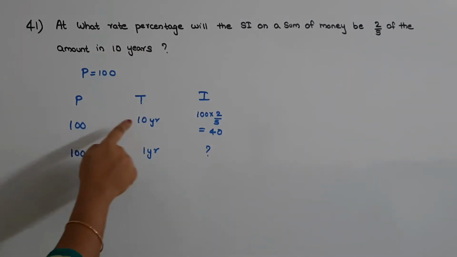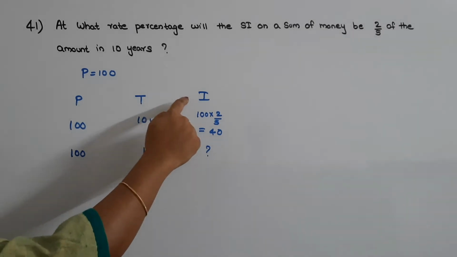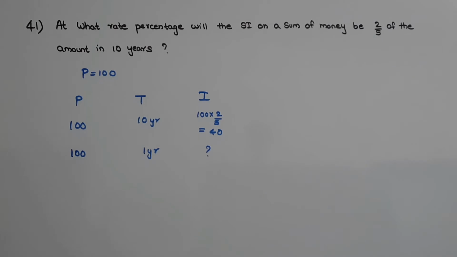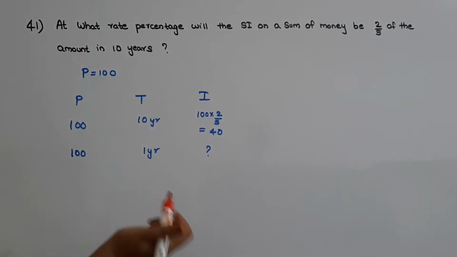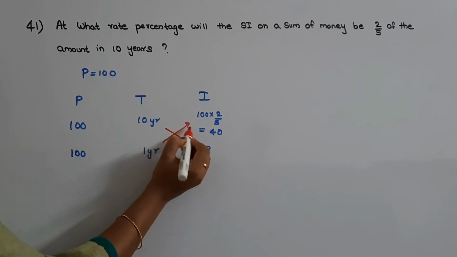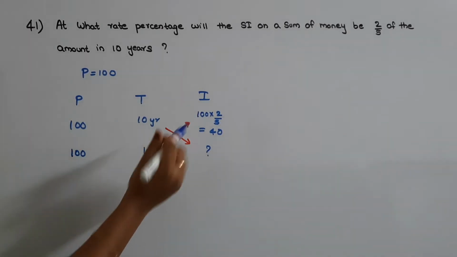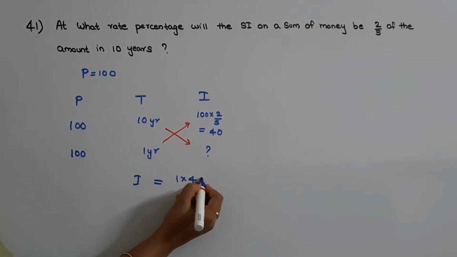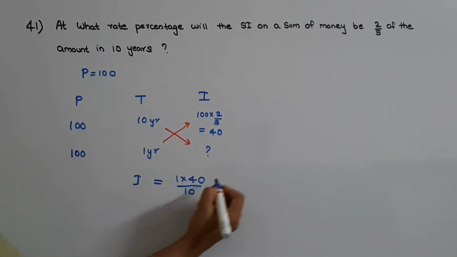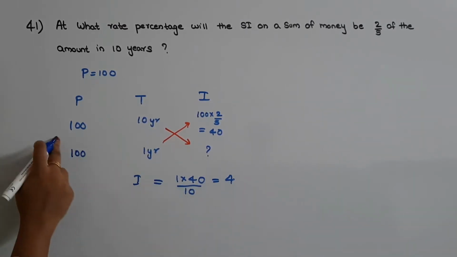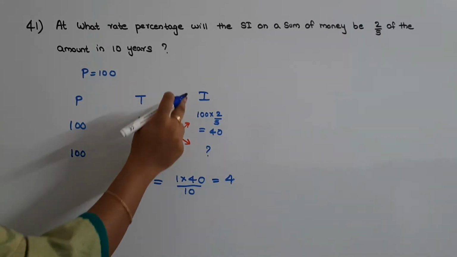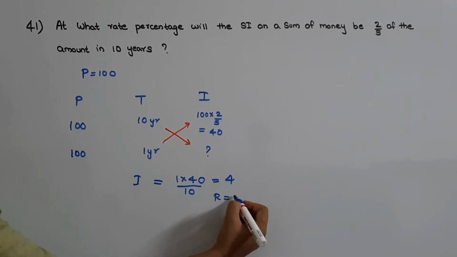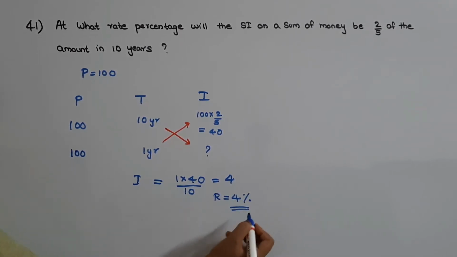So when the time period is 10 years, interest is 40. When the time period is 1 year, what will be the interest value? So time period and interest are directly proportional to each other. So we are doing cross multiplication. Hence this interest value will be equal to 1 into 40 divided by this 10. That will be equal to 4. So when the principal is 100, time period is 1 year, whatever the interest value is, that will be equal to the rate of interest. Hence rate of interest is equal to 4%. So this is the answer.